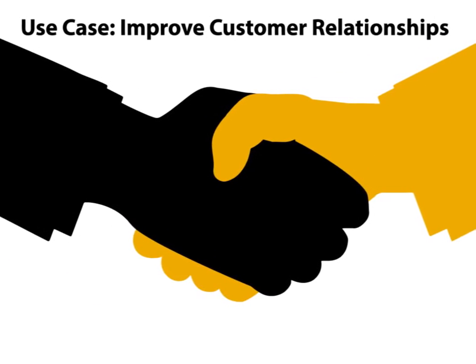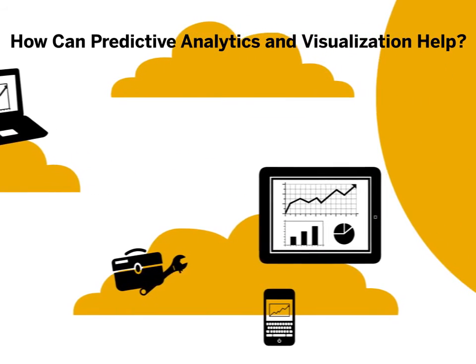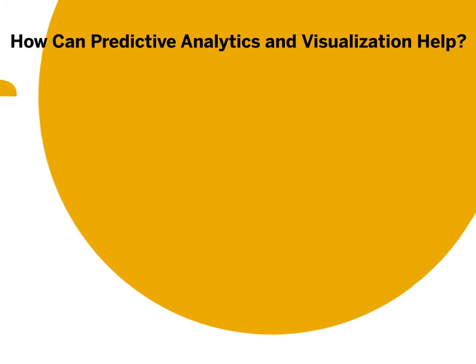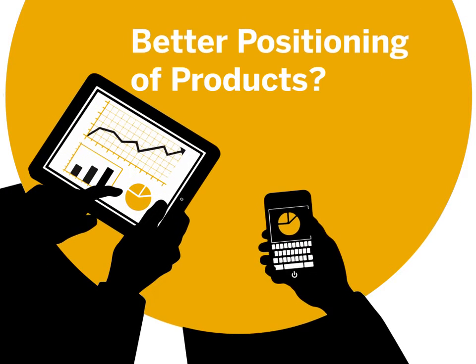I have a consumer products company that I work with where they are trying to influence and improve their relationship with their customers, which, of course, are retailers. How is predictive analytics or visualization going to help them to do that? And what's the downstream impact of that going to be? Are they going to be able to improve their margins? Are they going to have better positioning of their products?